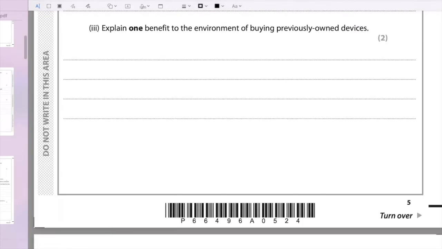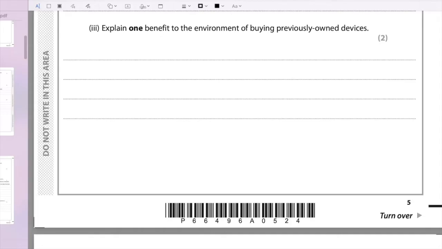Explain one benefit to the environment of buying previously owned devices. So this is an explain question, so we need to look at previously owned devices, which means second-hand or used devices, so devices that have been used before. The benefits of that to the environment are obviously less raw materials being used in the manufacture. A device hasn't been put into landfill, it's been reused, so there's less e-waste.